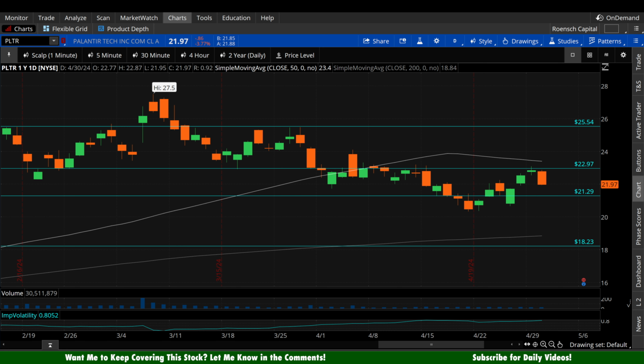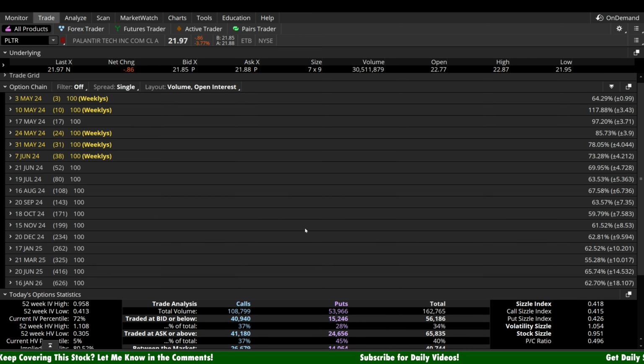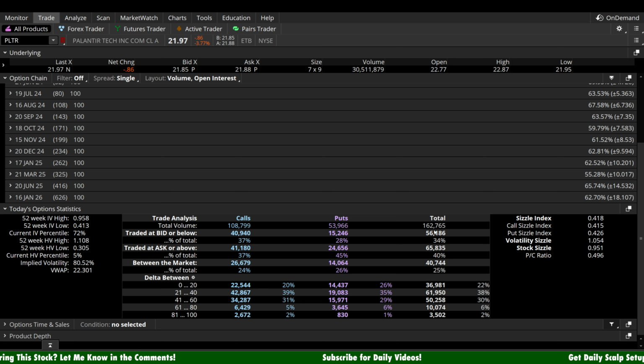Now, last thing we can do here, guys, is directional bias coming out of the options chain. Let's take a look. This is all from today, by the way. We had just under 163,000 contracts traded today. And in typical Palantir fashion, this has been the trend as of late: about 109,000 of those were calls and about 54,000 were puts. So a heavy call side bias on the overall call put ratio here today on Palantir.